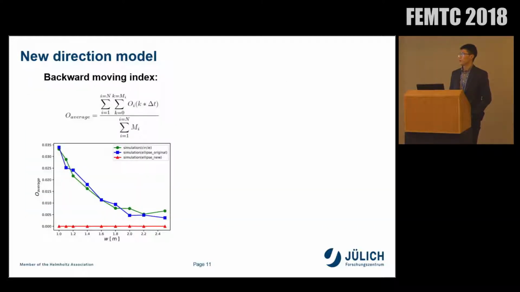In order to compare it directly, I use two indexes here. The first index is the backward moving index, which is used to describe the backward movement proportion in the simulation. And in this figure, we compare the simulation results of the circle and the ellipse with the original model and the ellipse with our new direction model. And we can find that in our new model, we almost eliminate all backward movement.